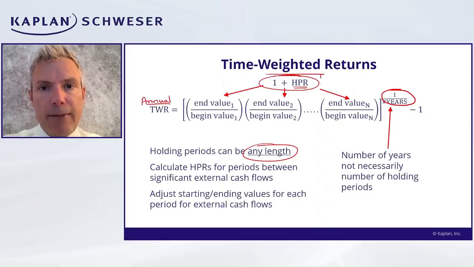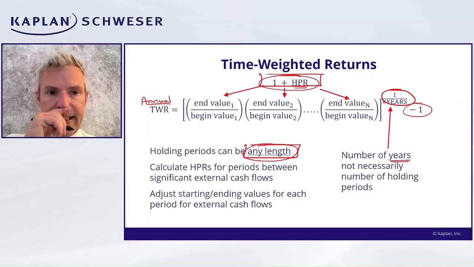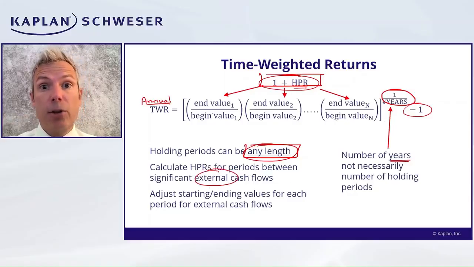You're compounding together what you've actually earned in these sub-periods of any length, and then you're working out the geometric compound growth factor. Subtract the 1, and you'll get back to a geometric return. So it's an application of geometric returns. Incidentally, these holding period returns are dictated by when there's an external cash flow in your investment, so when money goes in or comes out of the fund. Those flows in and out of the fund are not investment returns, so we need to adjust for those.